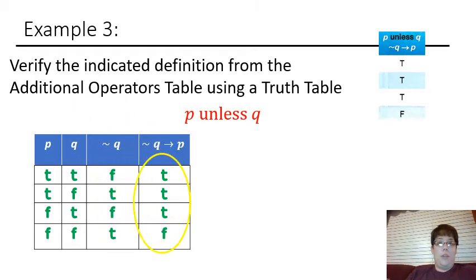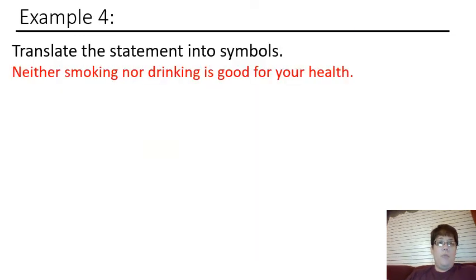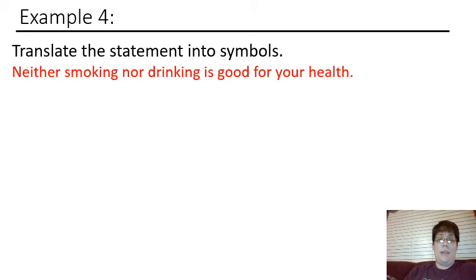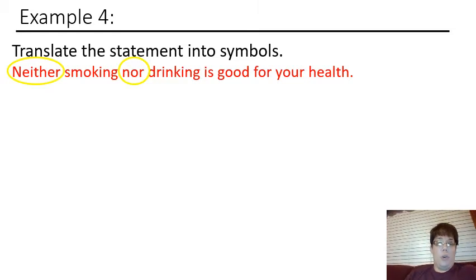Now let's take a look at another example. Example 4. You have some problems that say translate the statement into symbols. So we have this statement here: neither smoking nor drinking is good for your health. First of all, you're going to use that table that I told you was very important. It's going to come in handy on all of these examples. What you have to do is start out by looking for key words. In this statement, I had the keywords neither and nor.